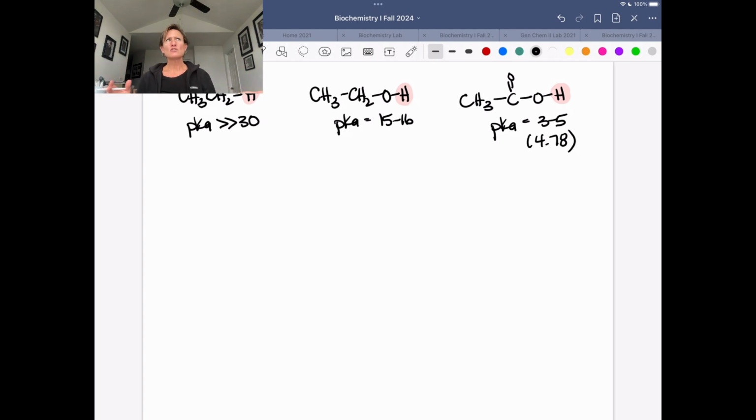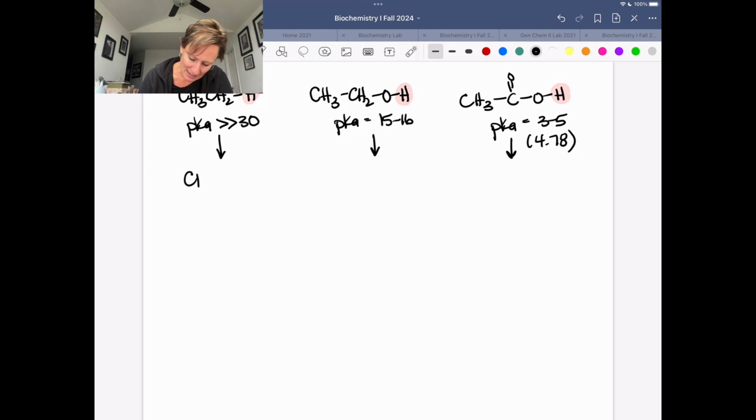If you want to have an understanding of the acidity of a molecule, here's what I want you to do. I want you to deprotonate that molecule, look at the resultant conjugate base, and ask the question, how stable or unstable is that molecule? So let's do that with each of these. Let's deprotonate them and let's ask what we have.